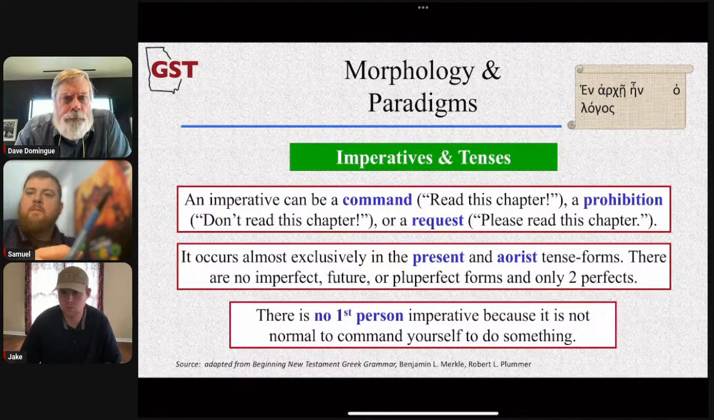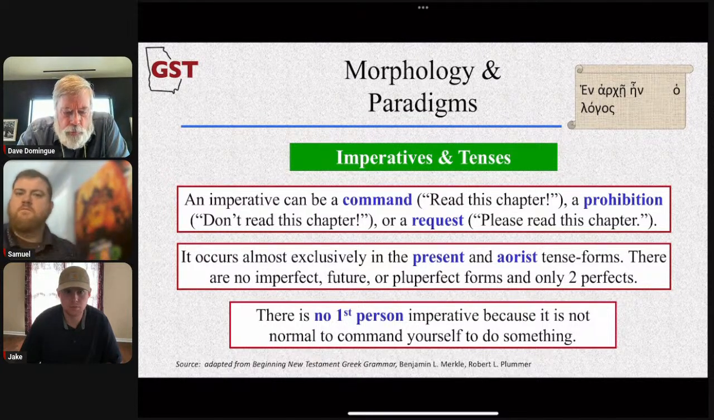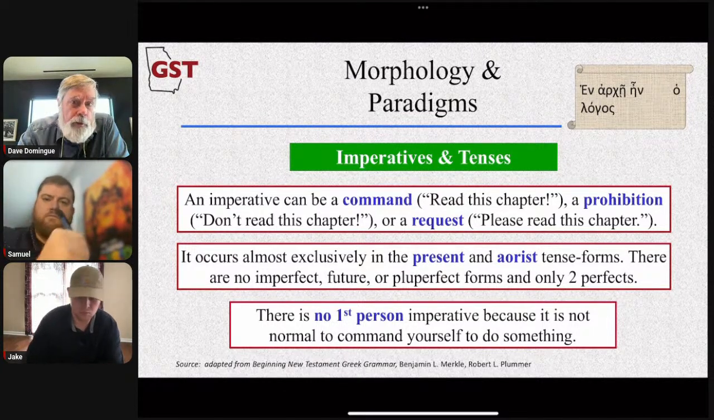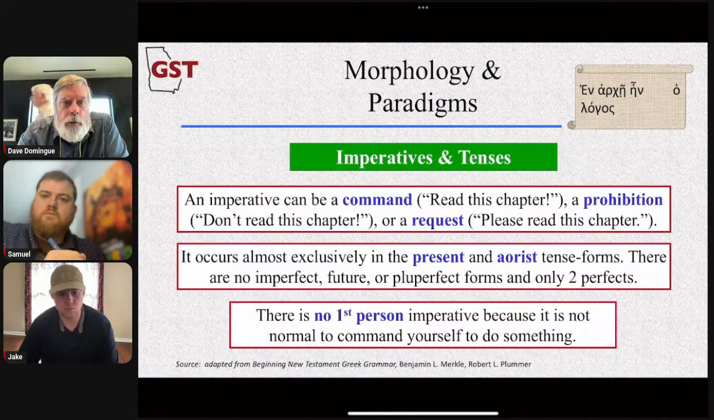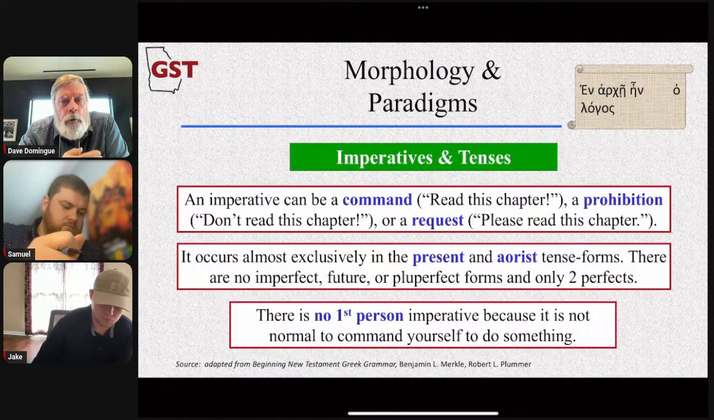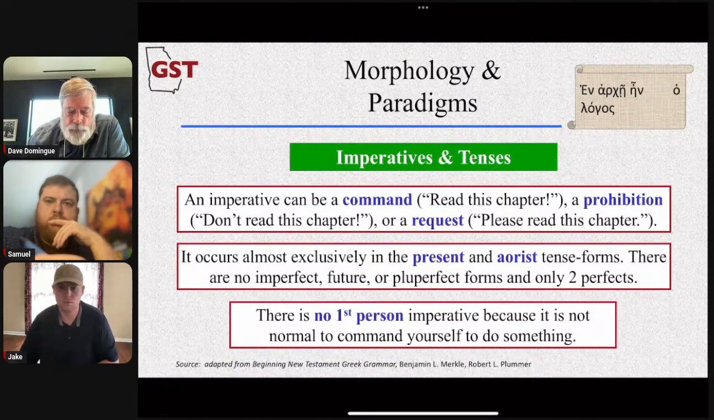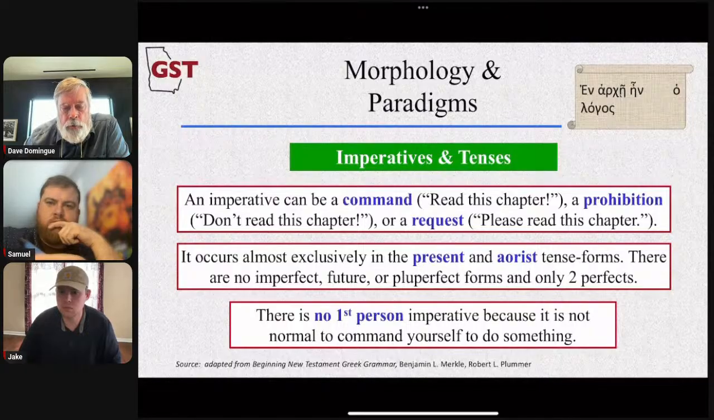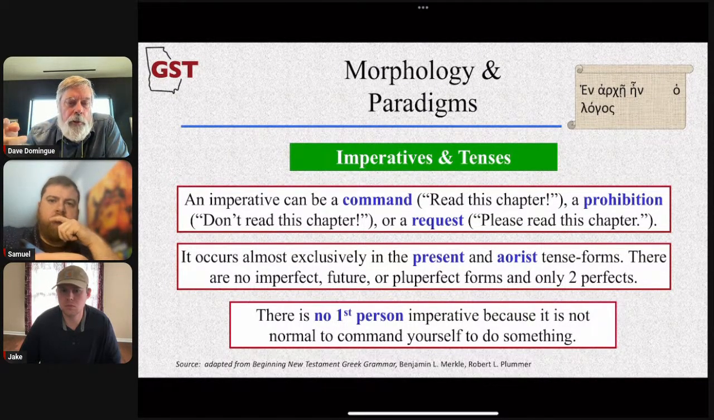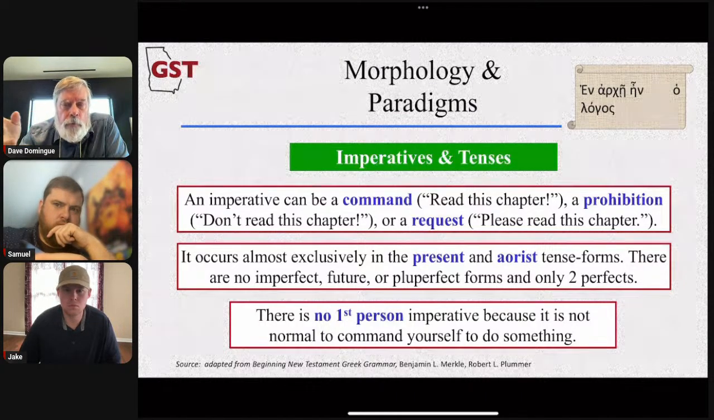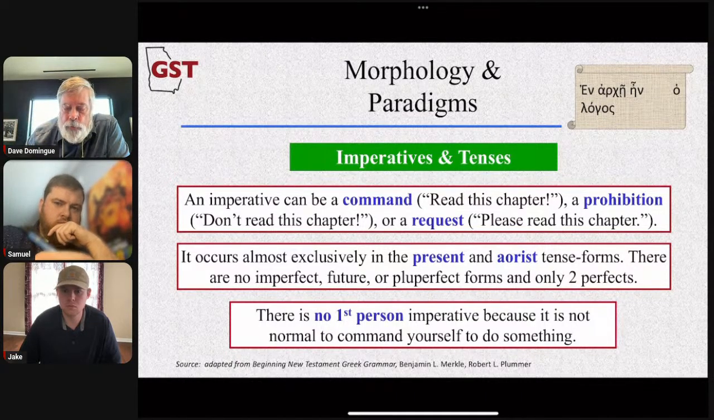Anyway, it doesn't really matter. There is no first person imperative, not in English or in Greek, simply because you don't really technically command yourself or entreat yourself or negate yourself in some form. So anyway, the imperative we find predominantly in the present and the aorist tenses. There are four of them in the perfect, which the Mounce book covers.